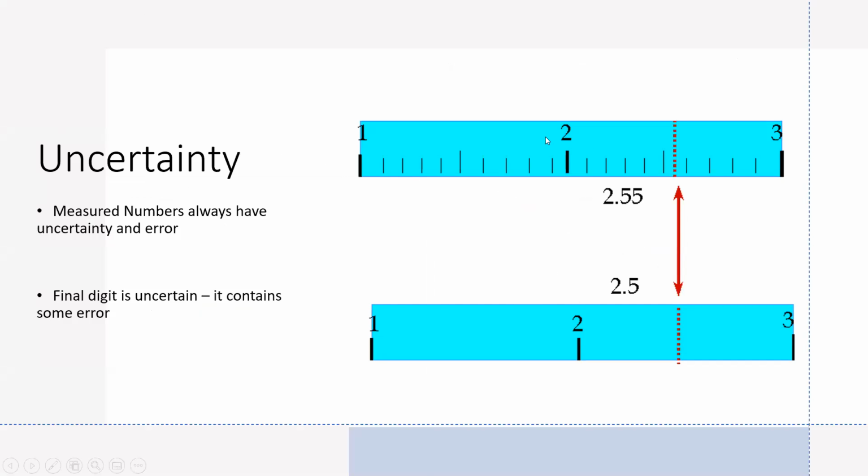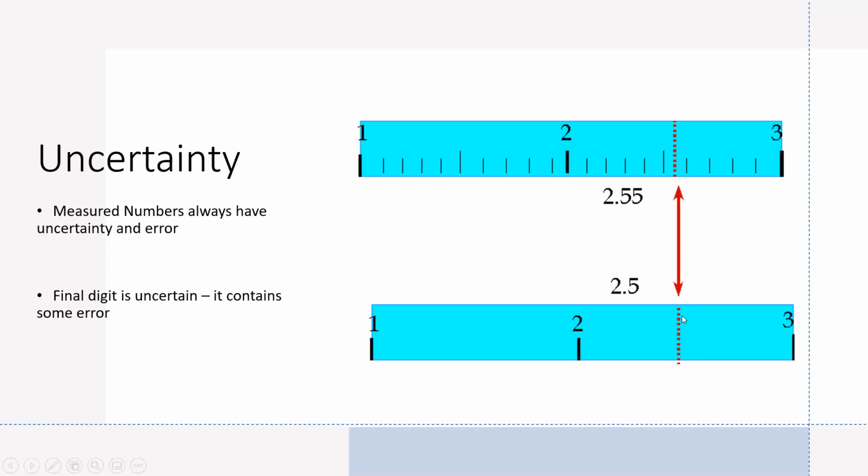So let's look up here. Here we've got 2.55. Now we don't know exactly that that is 2.55 because there's not extra little lines between these two right here. So we know that that's 2.5, but we don't know where the 5 is. So we just kind of estimated, but we could be off by 1. So this digit has error in it.